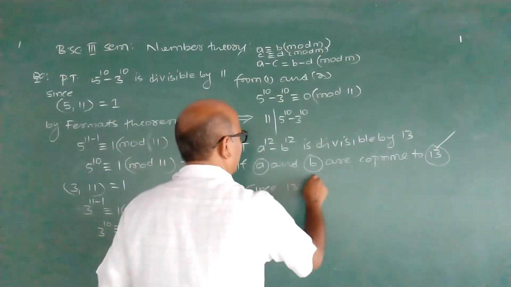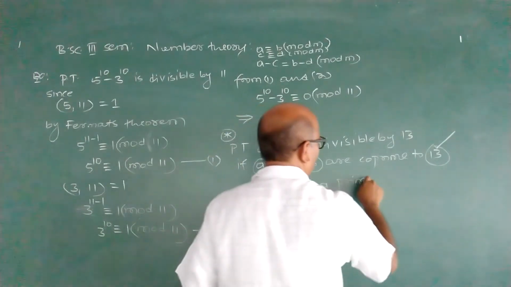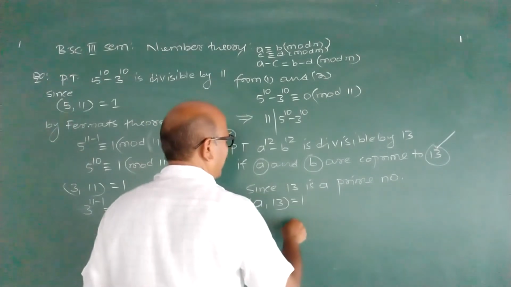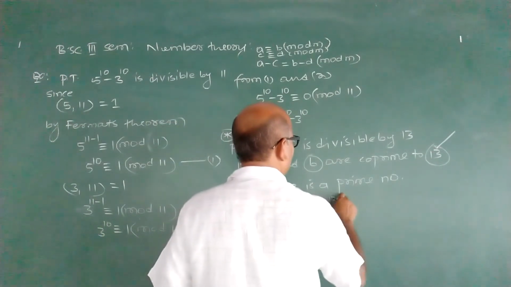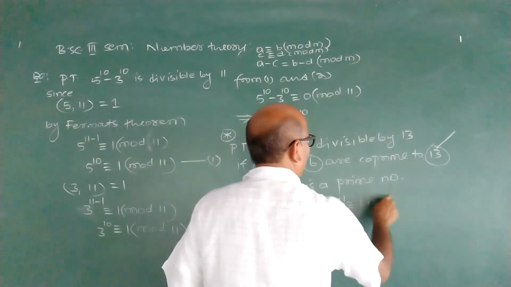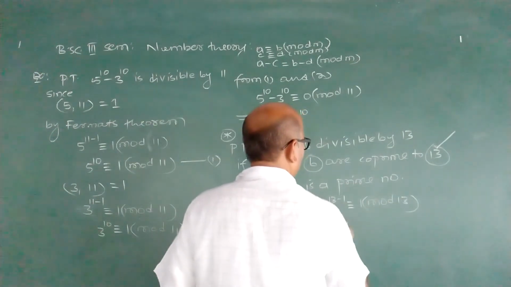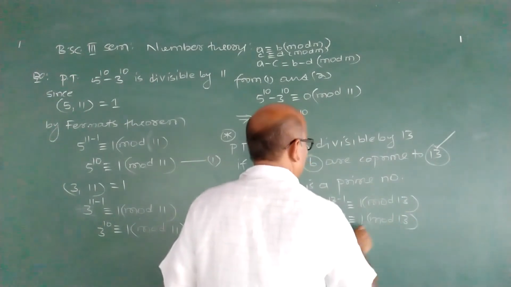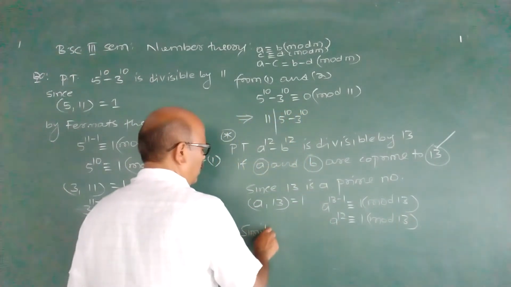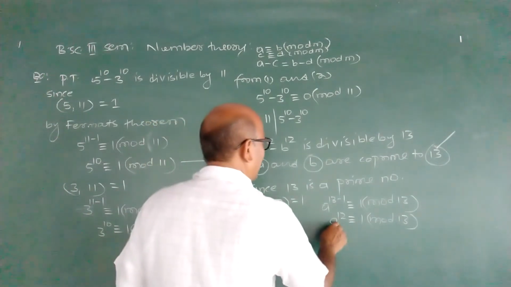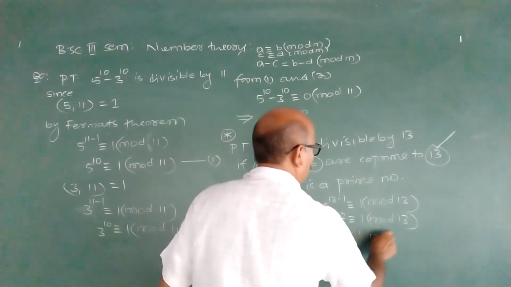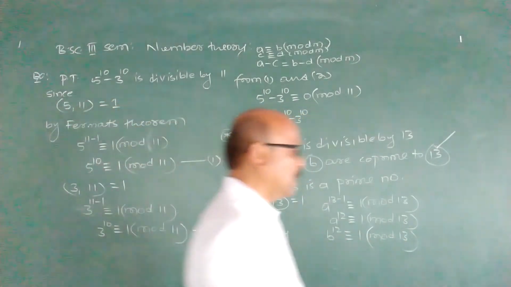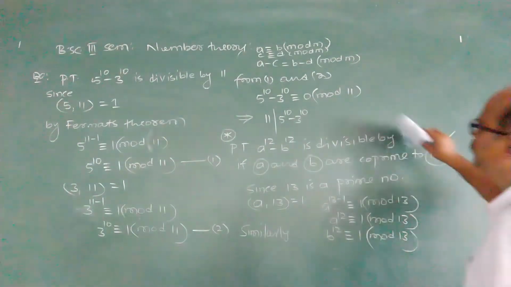Since 13 is a prime number and gcd of A and 13 is 1, relatively prime, A raised to 13 minus 1 is congruent to 1 mod 13. Means A raised to 12 is congruent to 1 mod 13. Similarly, B raised to 12 is congruent to 1 mod 13. Now use this result.